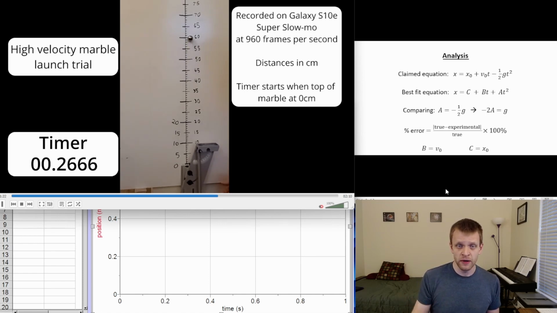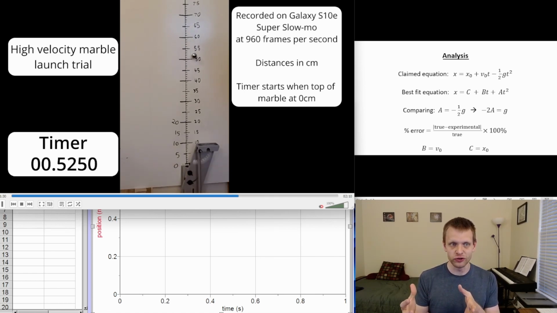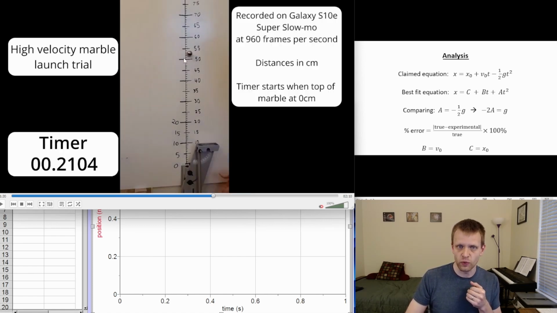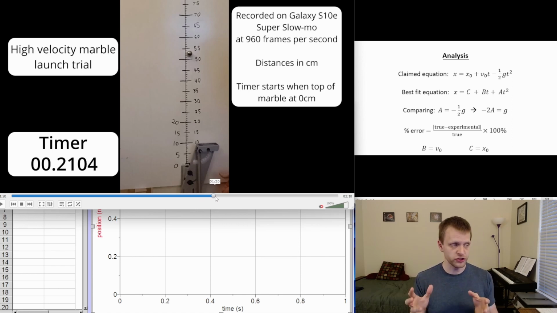And this time, we're still using the top of the marble as our reference point. Unfortunately, just due to how much slow motion video is available, right at the end here, we do lose the last little downward part, but we're still going to try to get a few data points while it's on the way up, a few data points while it's near the top, and a few data points as it's on its way down.